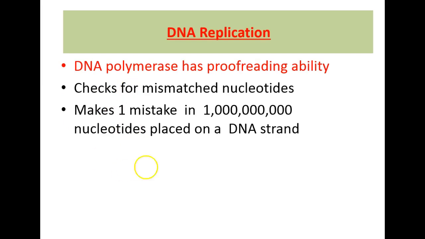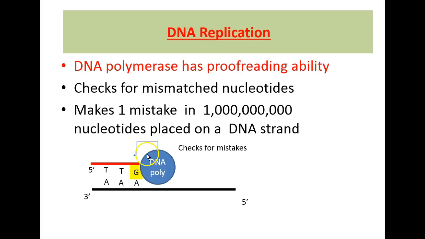DNA polymerase has a unique quality. It has proofreading ability. Proofreading means that it can check for mistakes as it's replicating DNA. For example, if it introduces the incorrect nucleotide, it can check and replace the incorrect nucleotide with the correct nucleotide. This means DNA polymerase seldom makes mistakes. It only makes a mistake one in every billion nucleotides it adds to a DNA strand.